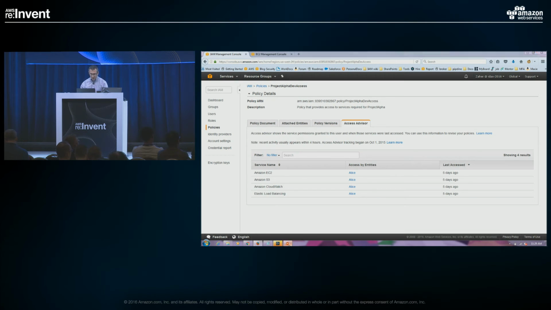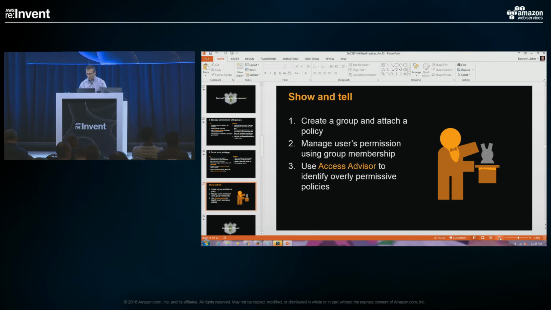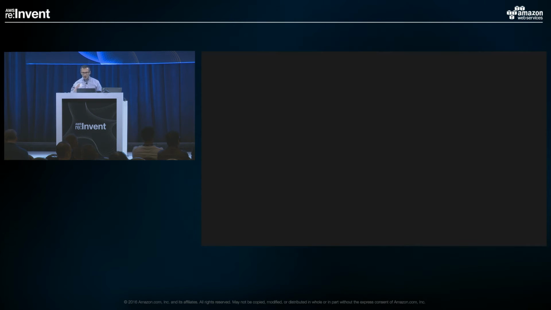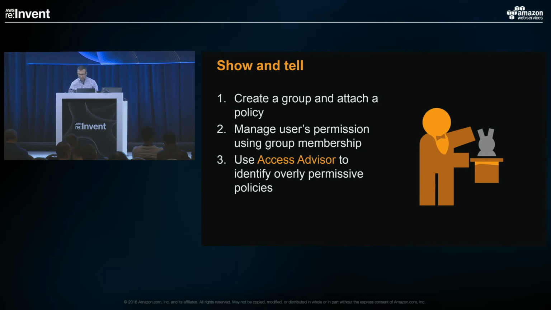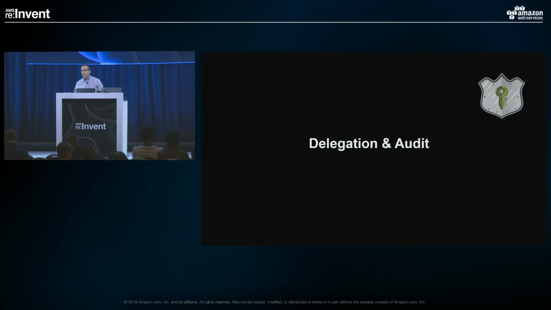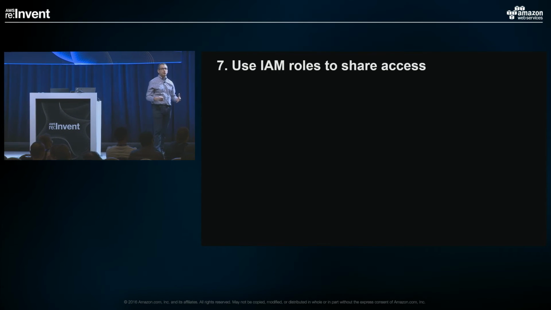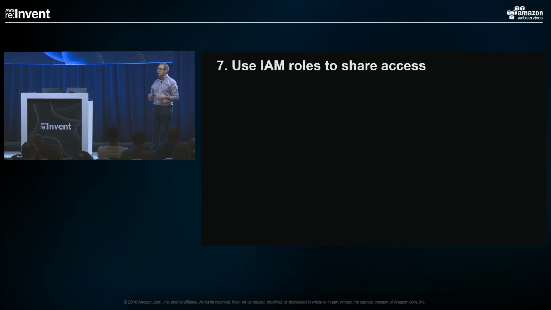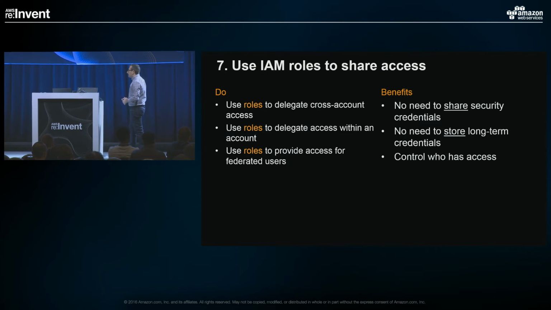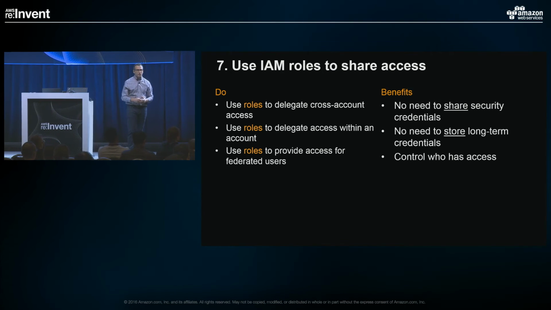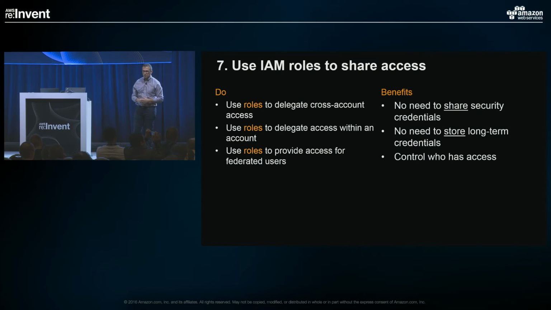Let's switch back to the presentation and look at the third category. Delegation and audit. The first best practice is use IAM roles when you want to share access or delegate access. Let's have an example. Let's say you have 2 AWS accounts, and you want a user on the development account to access a very specific resource in your prod account.